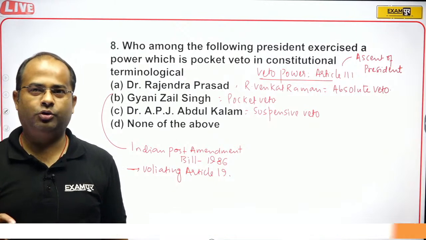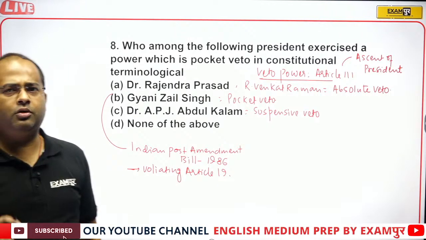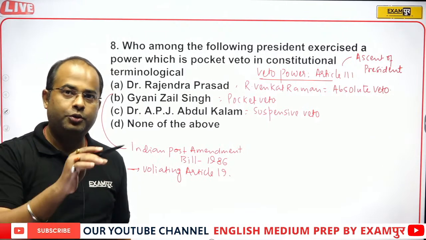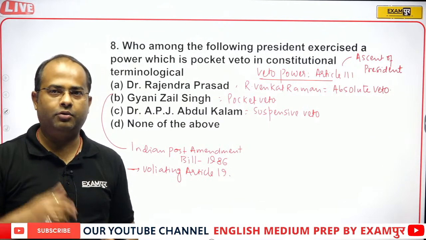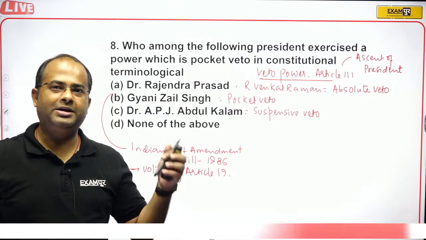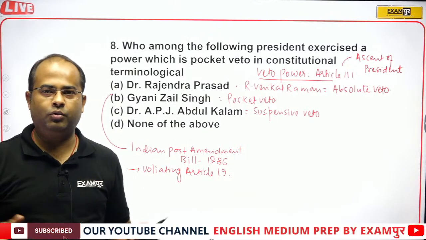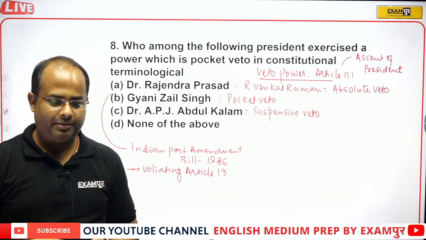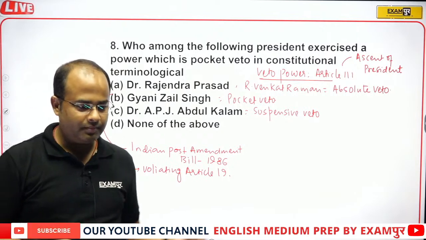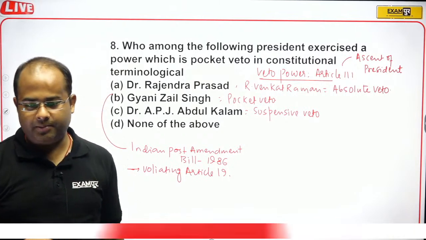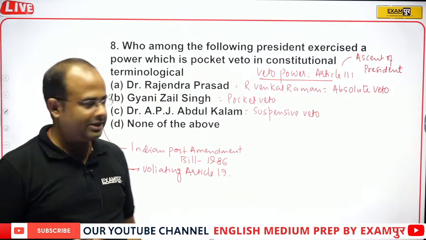Bureaucrats know all types of rules and regulations. If they don't know, no problem at all. There is a team of bureaucrats working for their benefit. So the correct answer will be option B, that is Gyani Zail Singh.